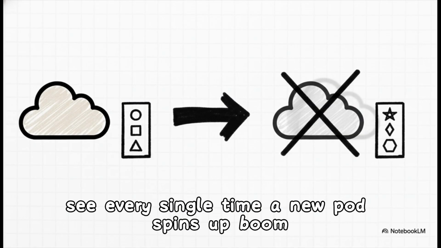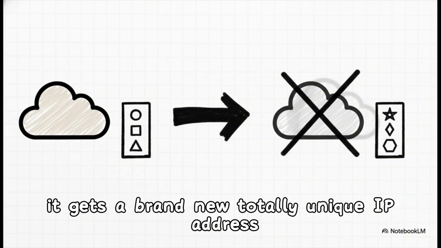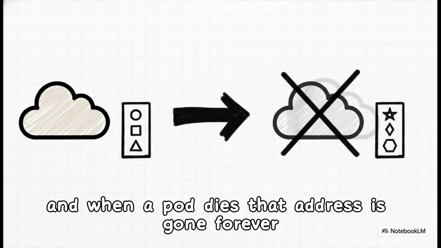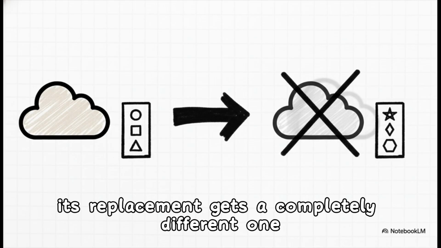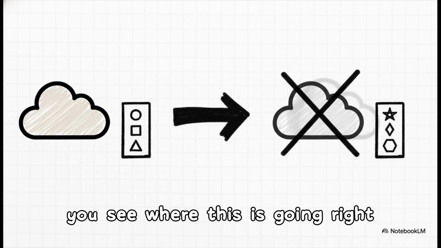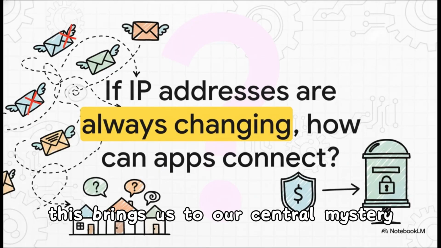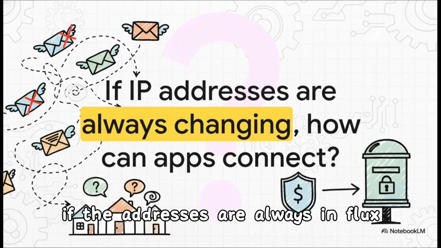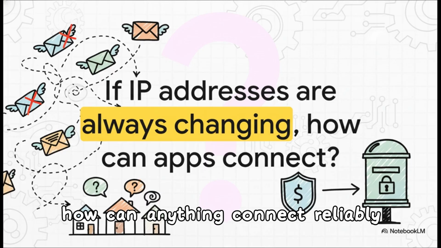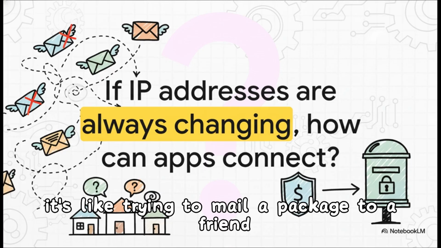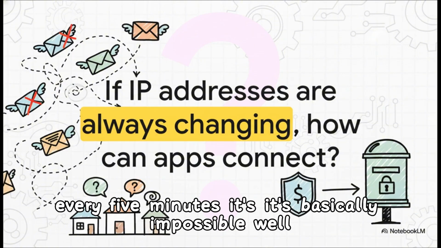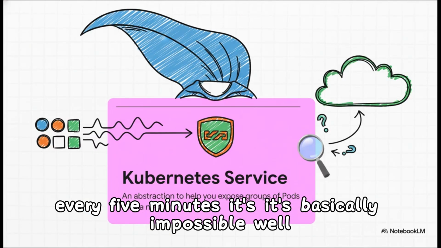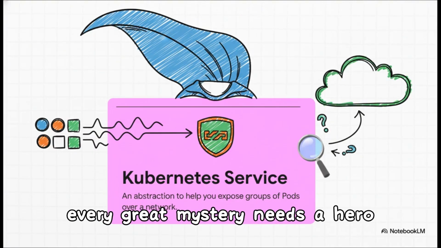See, every single time a new pod spins up, boom, it gets a brand new, totally unique IP address. And when a pod dies, that address is gone forever. Its replacement gets a completely different one. You see where this is going, right? This brings us to our central mystery. If the addresses are always in flux, how can anything connect reliably? It's like trying to mail a package to a friend who moves to a new apartment every 5 minutes. It's basically impossible.